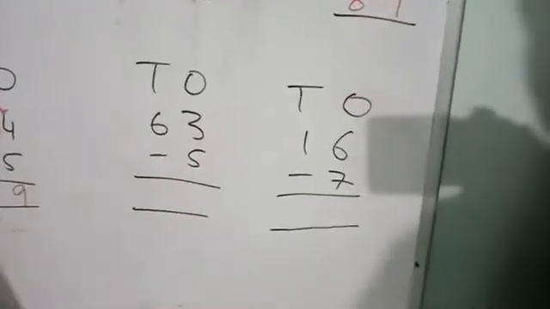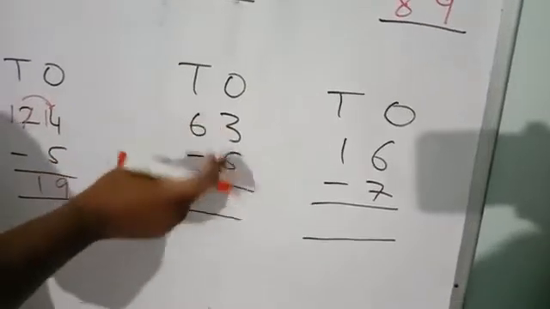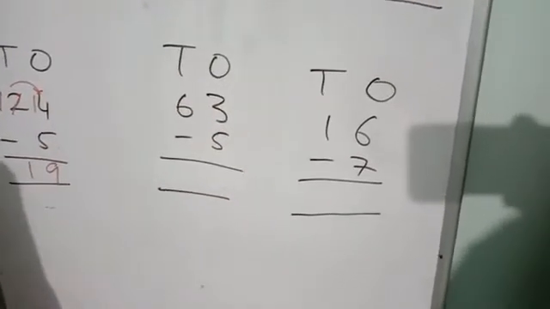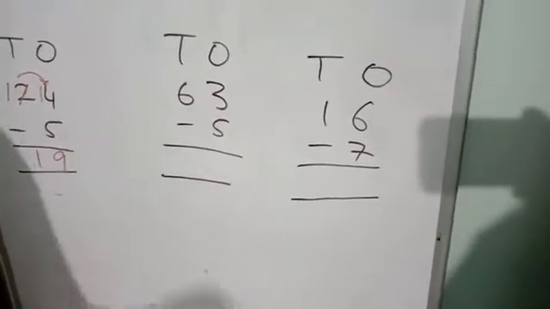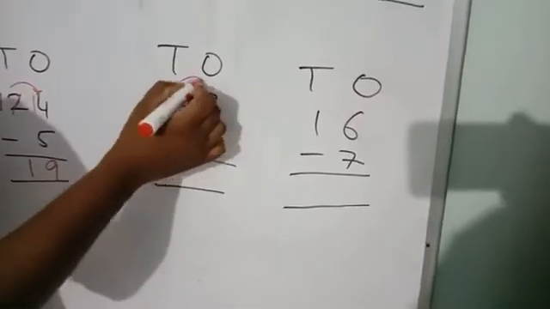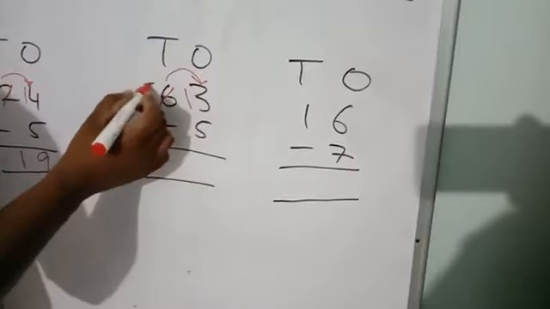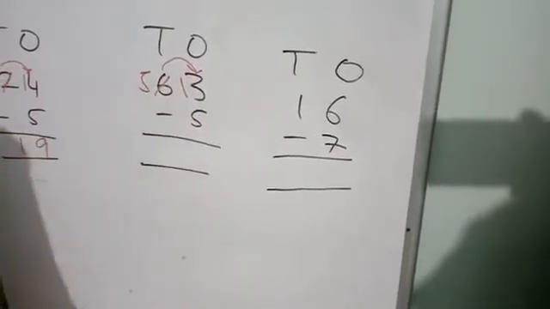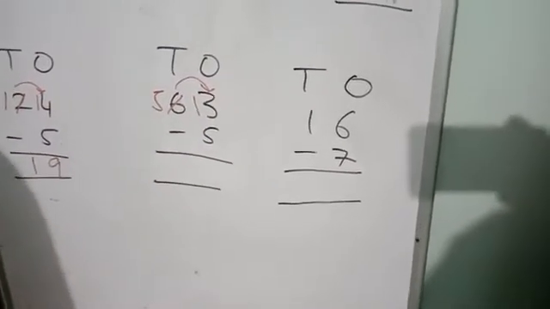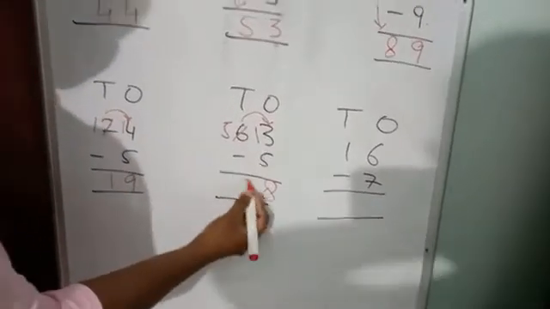Next, 3 minus 5. 3 is smaller than 5. So is it possible to subtract? No. So what we have to do? We will borrow from 6. It becomes 13 and 6 becomes 5. So then it's possible? Yes. Subtract 13 minus 5, 8. And here 5, so 58.